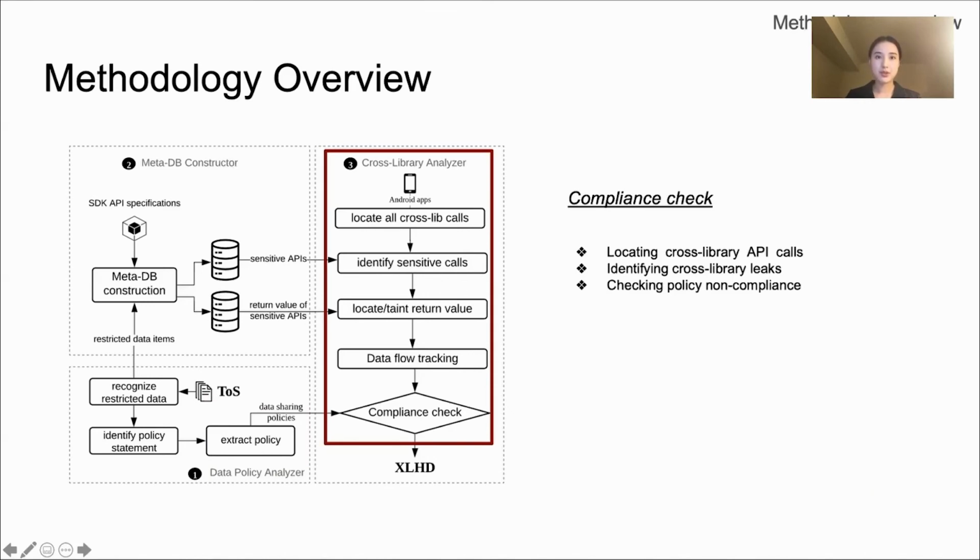Finally, to capture the malicious data harvesting in an app, our tool first identifies cross-library calls to find the data gathered by third-party libraries from our co-located SDK. Then we check the compliance of such activities with the SDK data sharing policies.